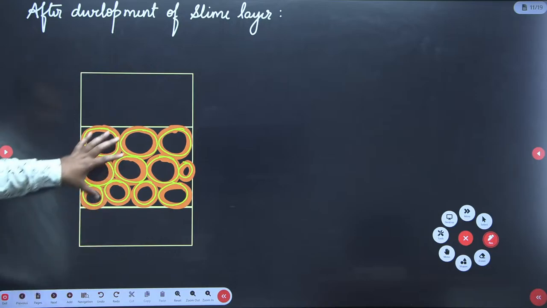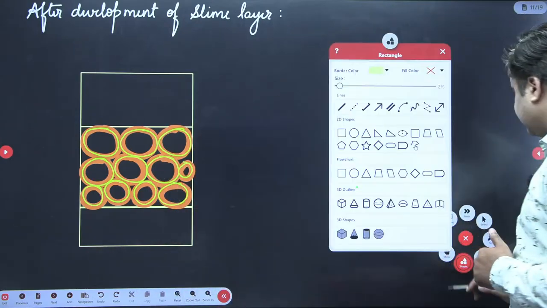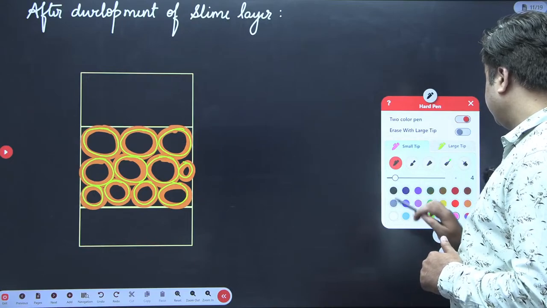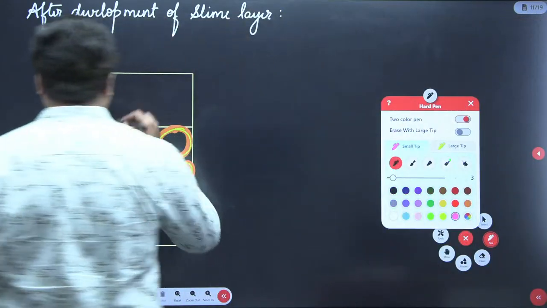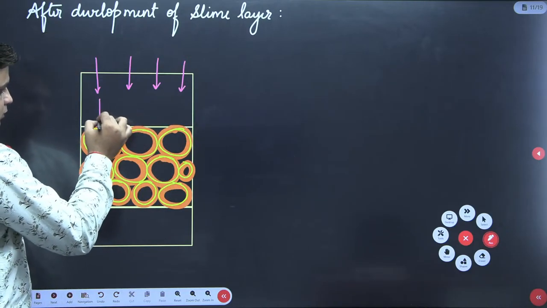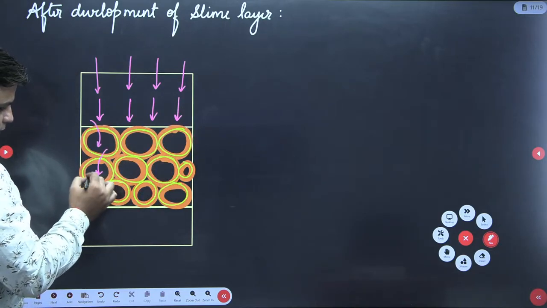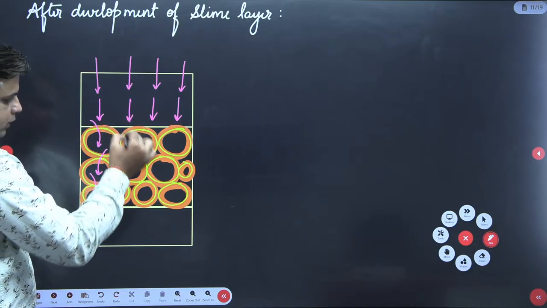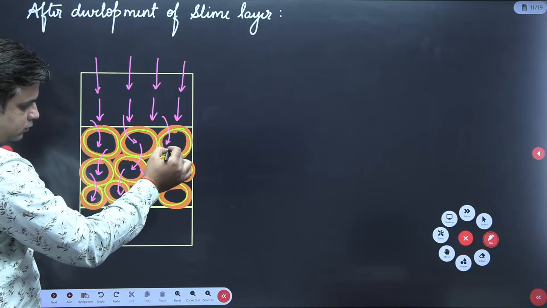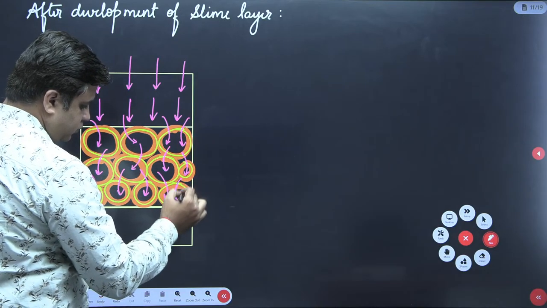So this is my treatment unit containing the slime layer. When you apply the wastewater over this slime layer, the microorganisms present in the wastewater will come in contact with the organic matter present in your slime layer. When you start applying the wastewater over the slime layer, the water will trickle over it like this.